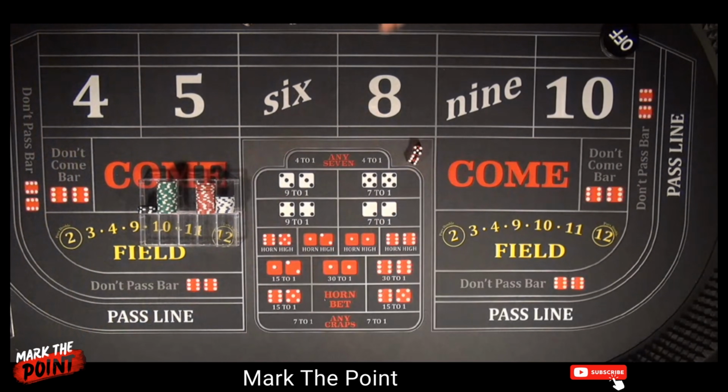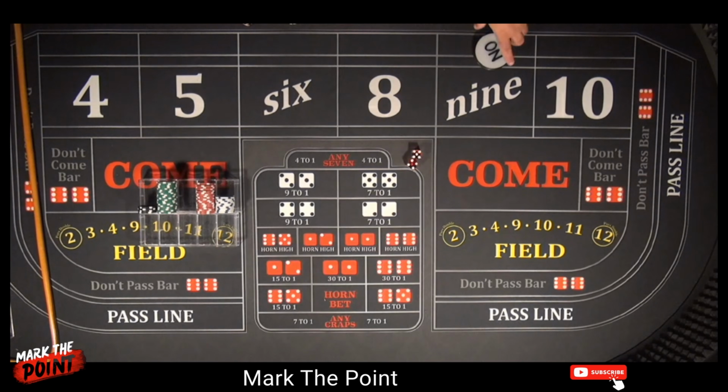All right, here we go, guys. That is a Yo 11. That's a 6-5 11. No help to us. We do not play the come out. We do not play the pass line, so no pass line bet here. All right, that's going to be on the 9. That's our point. That's a 5-4-9.